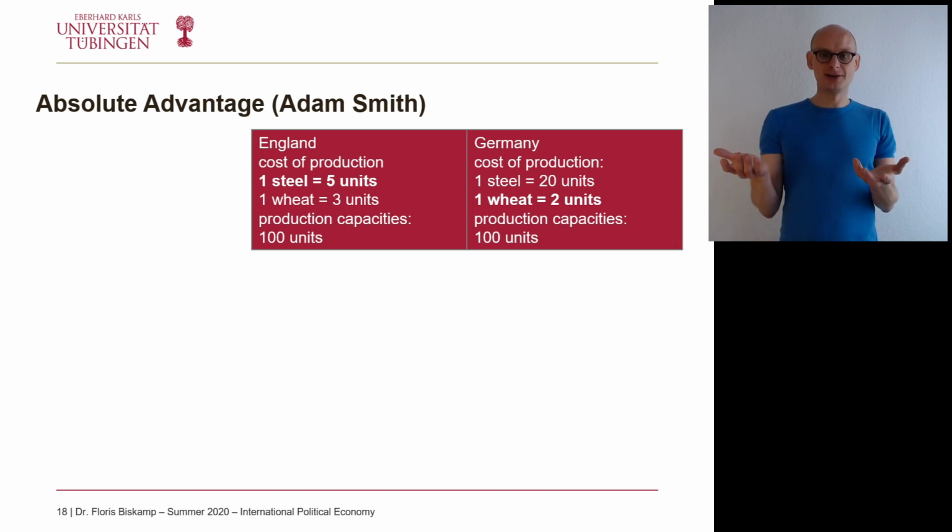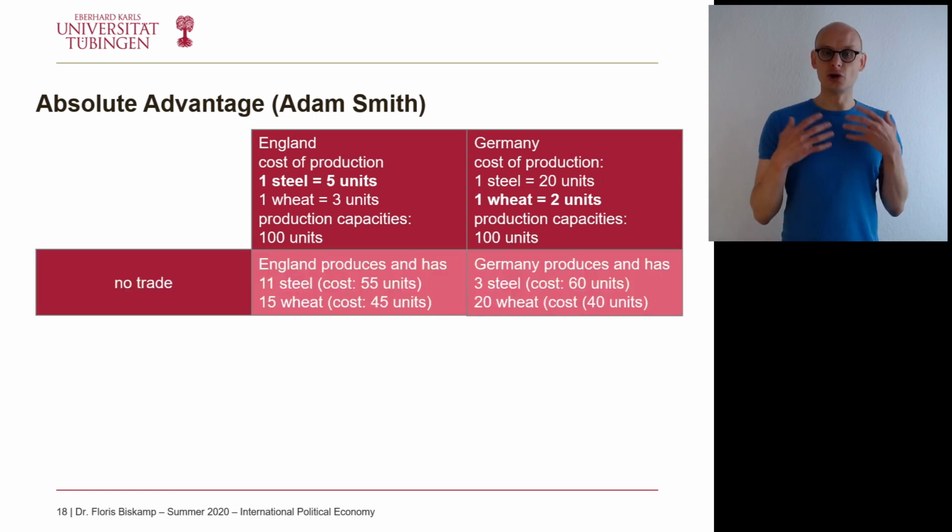So let's say both countries have a production capacity of 100 units, and for an English company to create 1 unit of steel, it only costs them 5 units, and for creating 1 unit of wheat, it costs them 3 units. In Germany, however, the production costs for steel are much higher because German steel production is not very good, so they need 20 full units to produce 1 unit of steel. However, because of their good soil, they will be able to produce 1 unit of wheat for only 2 units of production.